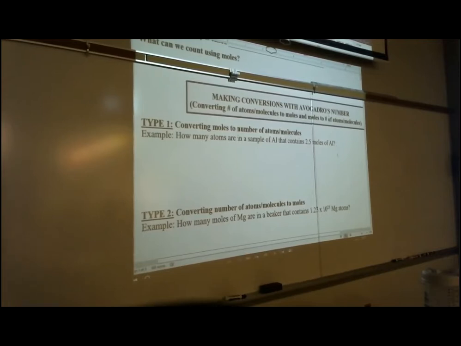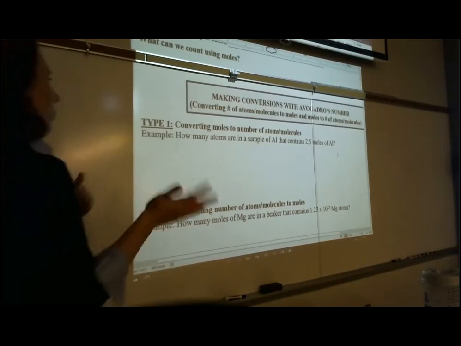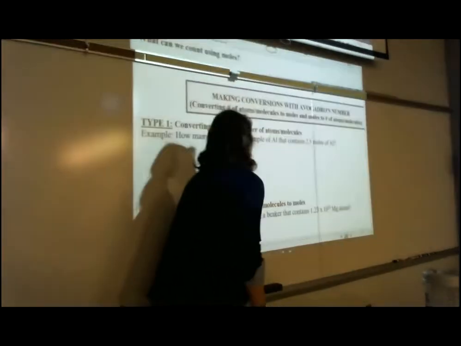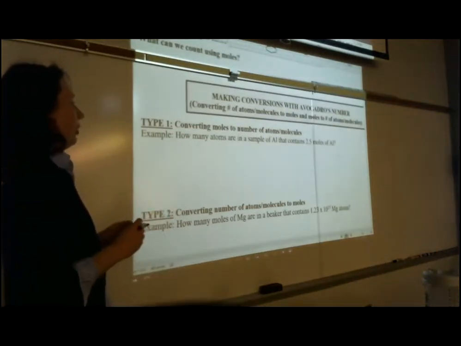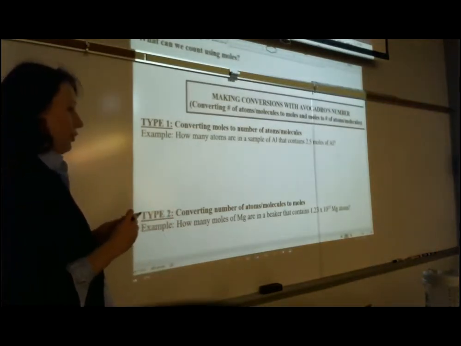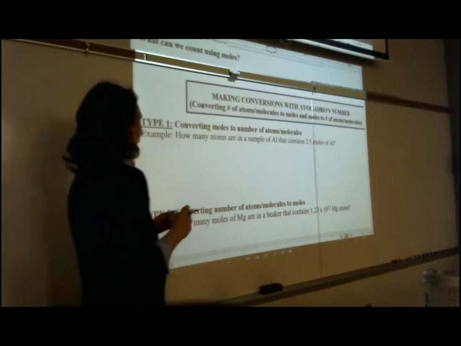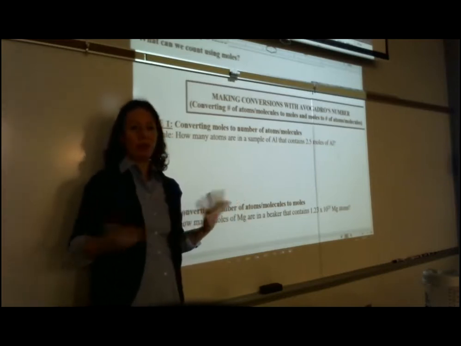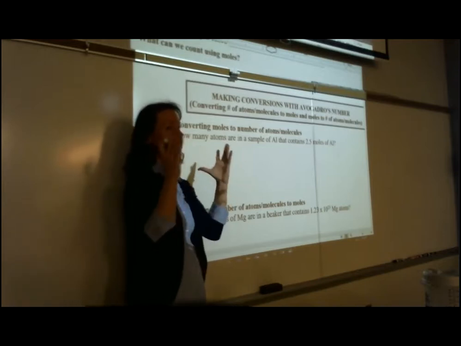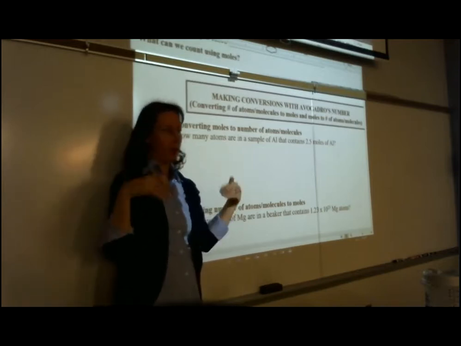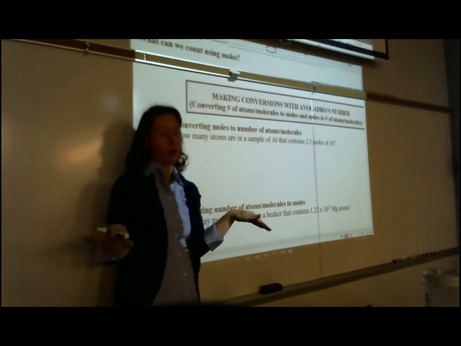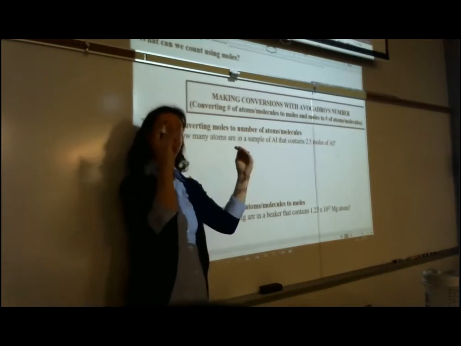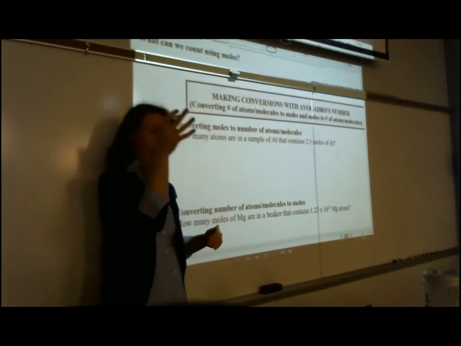This is when we calculate number of atoms or moles, going back and forth between these two. So let's look at this one. How many atoms are in a sample of aluminum that contains 2.5 moles of aluminum? We're going to make a conversion factor, just like we've always been doing. The unit you want to go away goes on the top or on the bottom? Bottom, right? The unit you want to get rid of always goes on the bottom, and the unit you want to keep goes on the top. You multiply straight across and divide up.